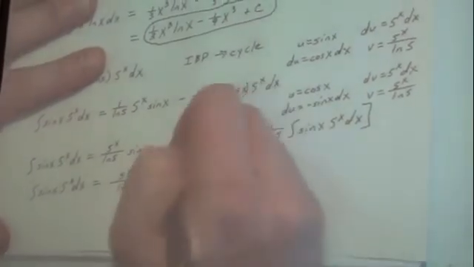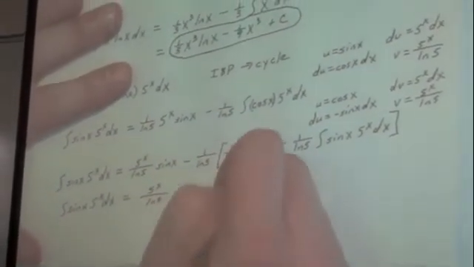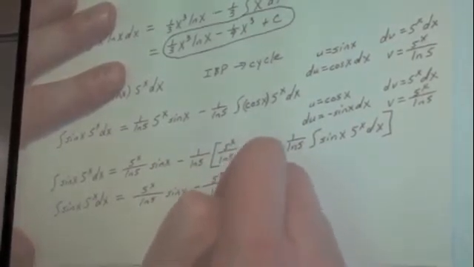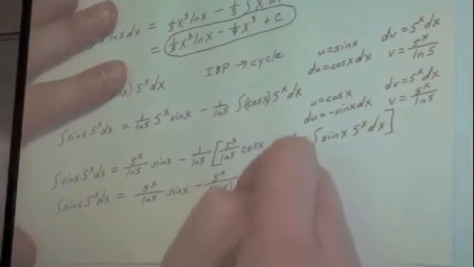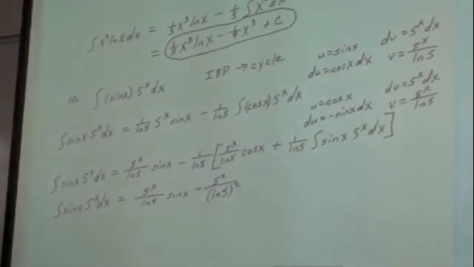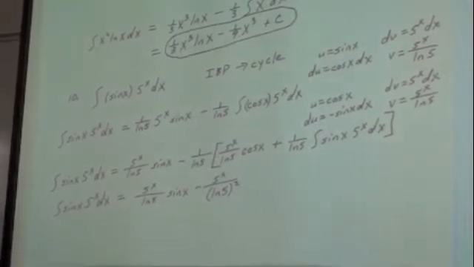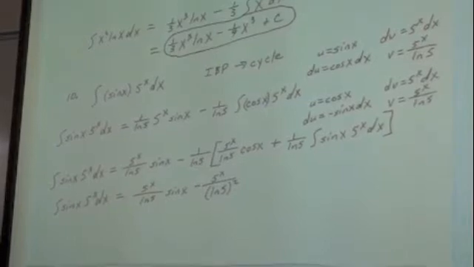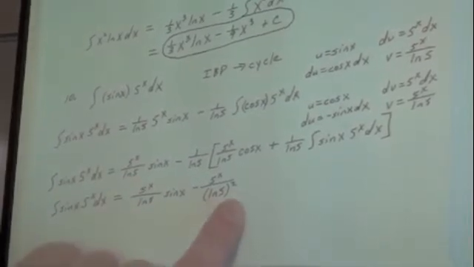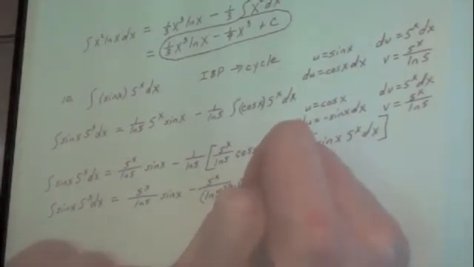I'm going to distribute this 1 over natural log of 5 through, and I'll get minus 5 to the x over the natural log of 5 quantity squared. Please don't get that confused. A common mistake students make is they say, oh, that's the natural log of 25, 5 squared. That is not 2 natural log of 5. It's the group natural log of 5 quantity squared. Can't do anything to that. Times the cosine of x.